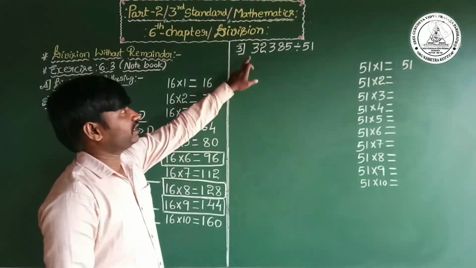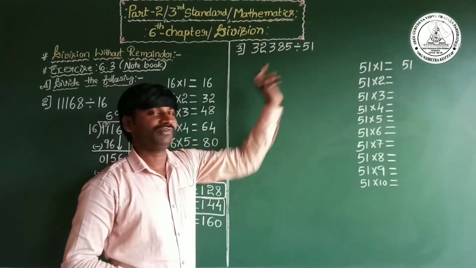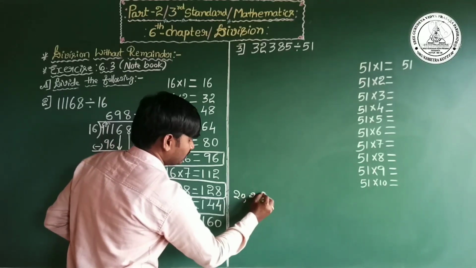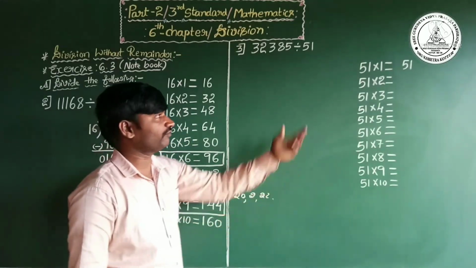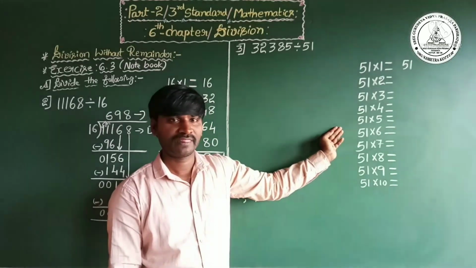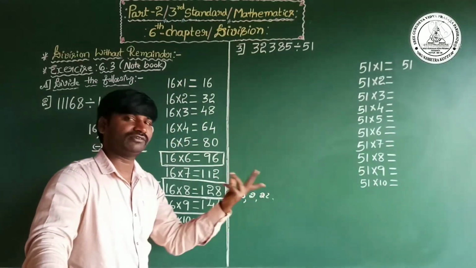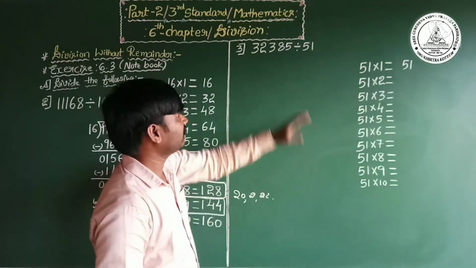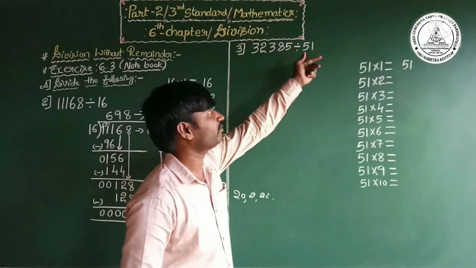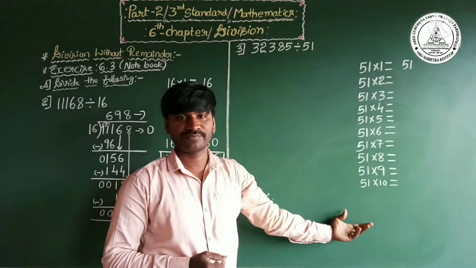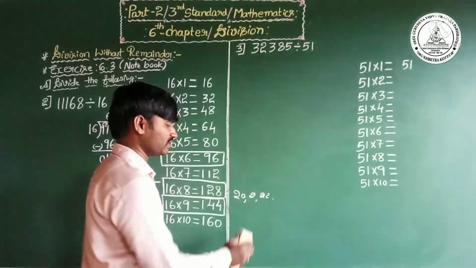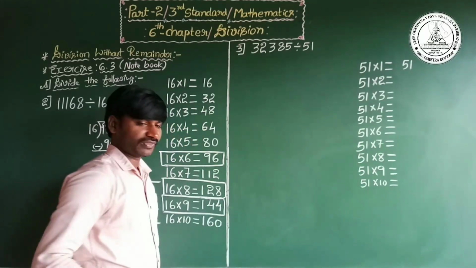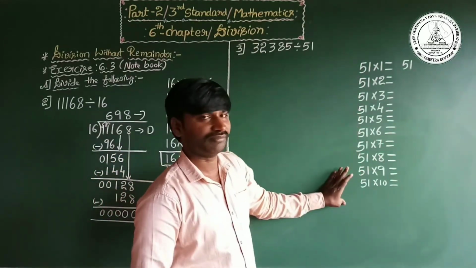Dear student, in the third question, 32,385 is divided by 51. Dear student, you know very well the tables of 20, 21, 22. You learned already 20, 21, 22 tables. Anybody not learn the 51 tables? So here 32,385 is divided by 51. If you don't know the 51 tables, you first find out the 51 tables. After that you divide the example. That is the easiest method.